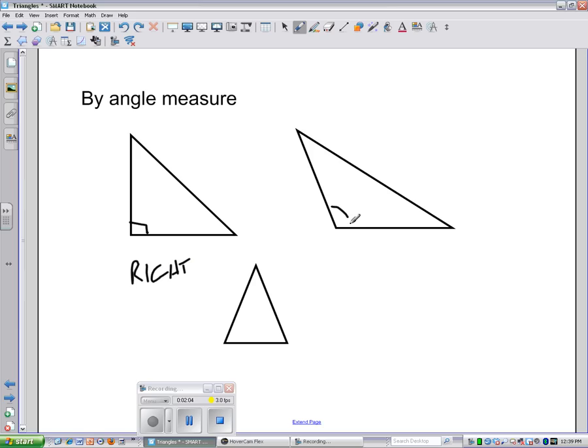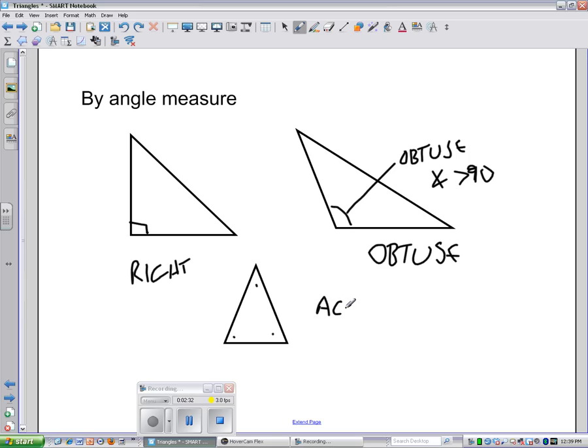This angle over here is really kind of big. Okay, it's what's referred to as an obtuse angle. An obtuse angle is greater than 90 degrees. That makes an obtuse angle. And so, if a triangle has an obtuse angle in it, it's called an obtuse triangle. And then, all of these angles here, all three of them, are less than 90 degrees. So this is called an acute triangle.